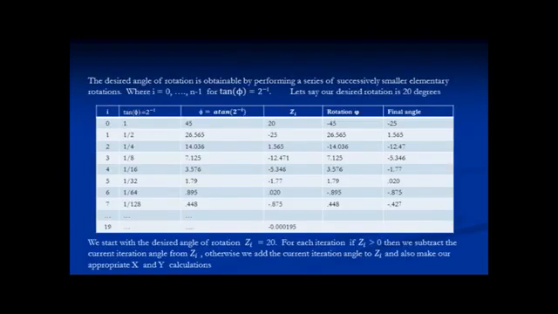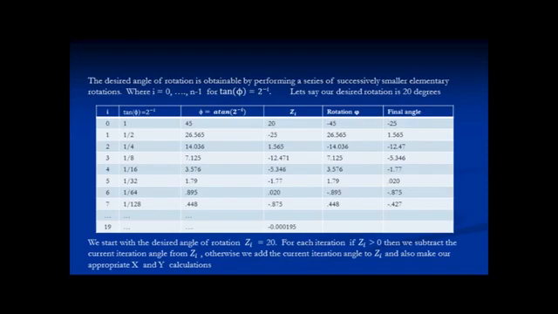Since we can make simple calculations using tangent of phi equals 2 to the minus I, then to get to a specific desired angle of rotation, we perform a series of successively smaller elementary rotations using tangent of phi equals 2 to the minus I, where I will be our rotation number.